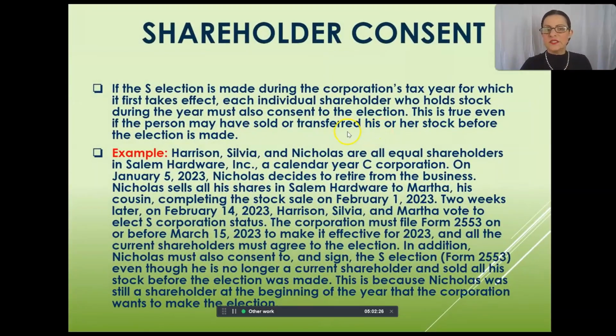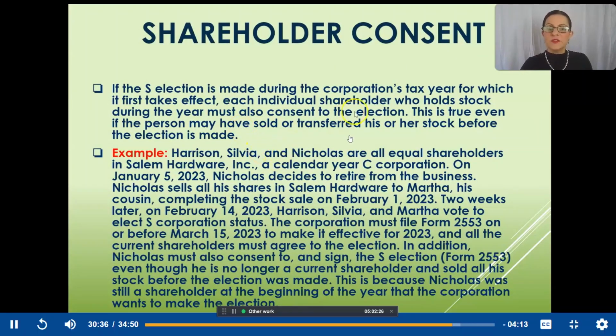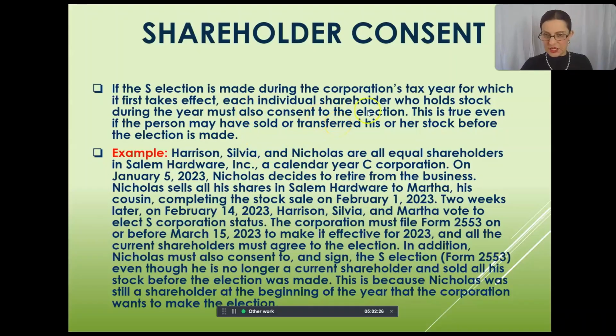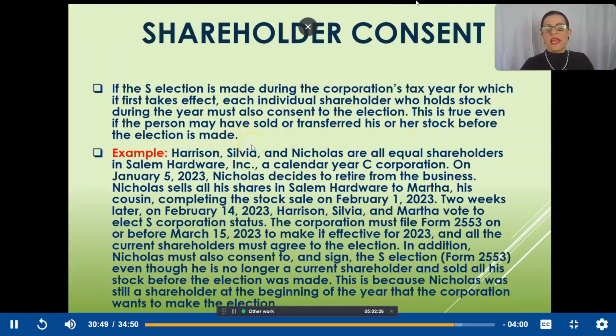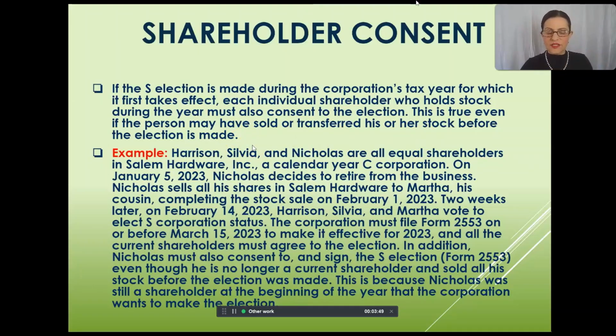Shareholder consent. If the S election is made during the corporation's tax year for which it first takes effect, each individual shareholder who holds stock during the year must also consent to the election. This is true even if the person may have sold or transferred his or her stock before the election is made. What this translates into is anybody who owns the stock during the year that the corporation makes the S election has to sign the Form 2553.